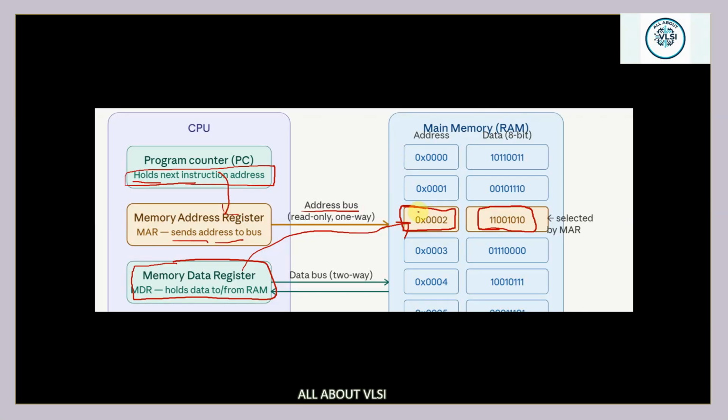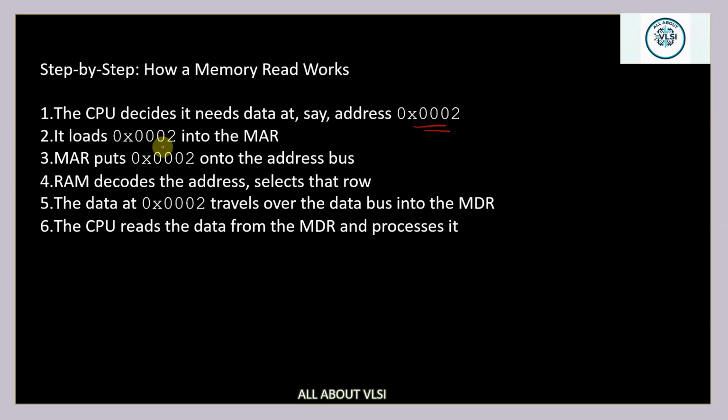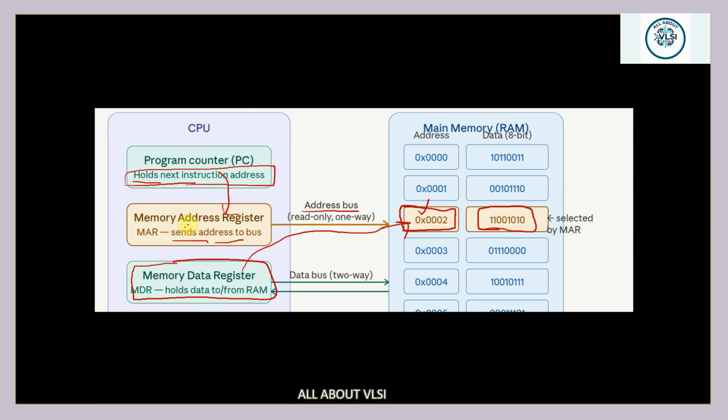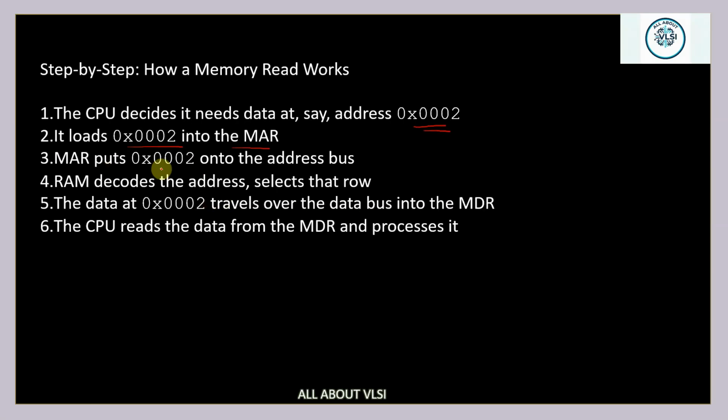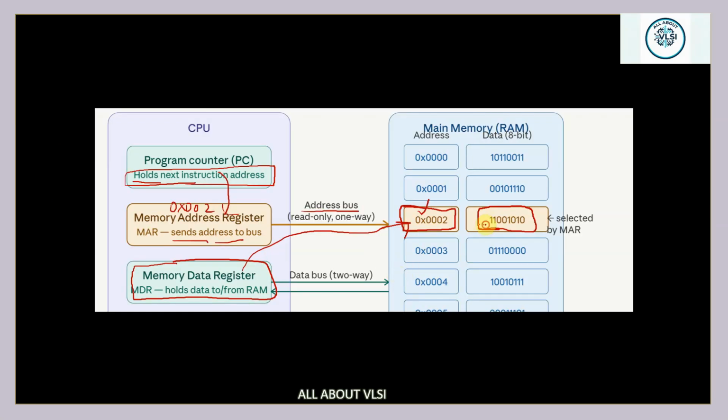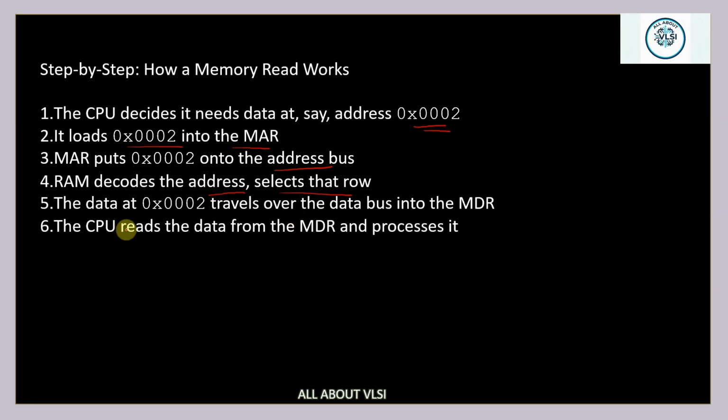So let's say I want to read the data from this 002. What is going to happen? It is going to load 002 into the memory address register. So the CPU is going to load the particular address, which is nothing but 002. Now this 002 is going to be put on the address bus, and after that RAM is going to decode the address and select that particular row, and the data at that address will travel into our data register, the MDR, via this data bus, right? And next the CPU is going to read it from the MDR and process it. So this is how you are going to read a particular piece of data.